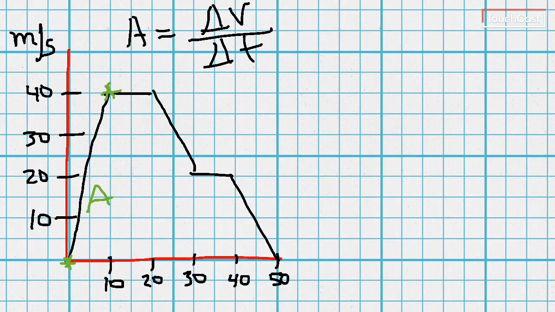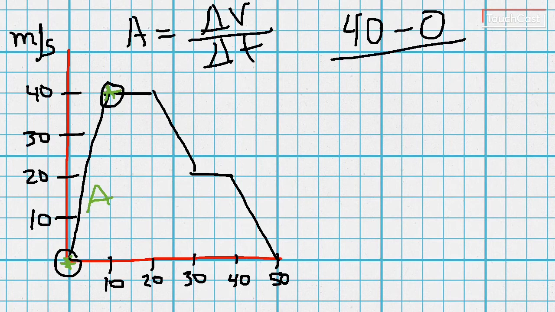So if I work over here on the right side of the screen, I need my change in velocity. And so if you look at the graph, again, final velocities first. Our final velocity is up here where it was 40. So we have 40 minus our initial velocity, and in this case, our initial velocity was 0. Over change in time, our final time, again, is right here, which if you draw a straight line down is 10, and our initial time is 0.